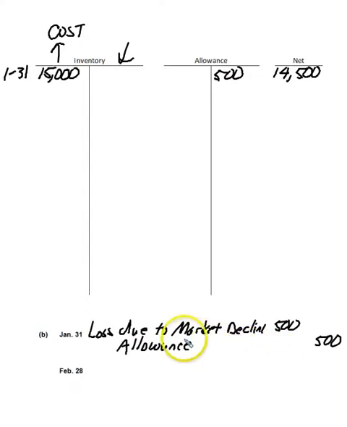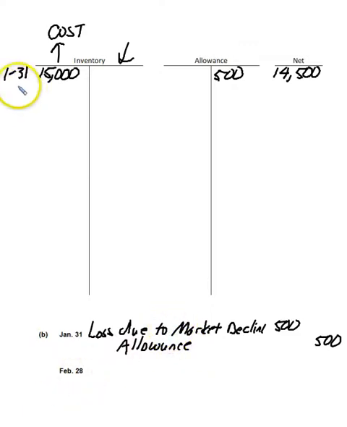Okay, so I've gone ahead and recorded the journal entry for us. We would have a loss due to market decline of $500, and then we would credit the allowance account. And the allowance account, you refer to your textbook, but it's something like allowance to reduce inventory to market, something to that effect.